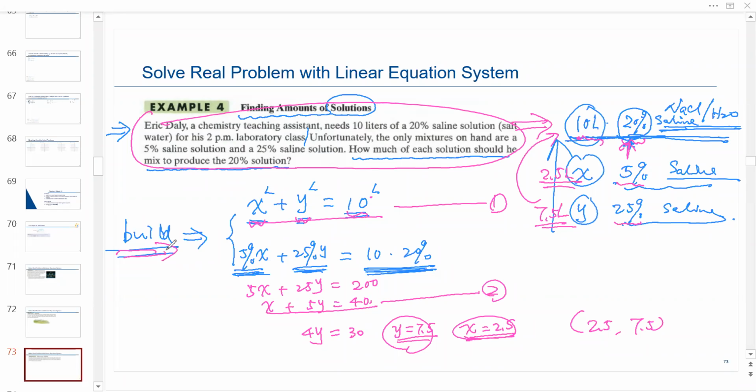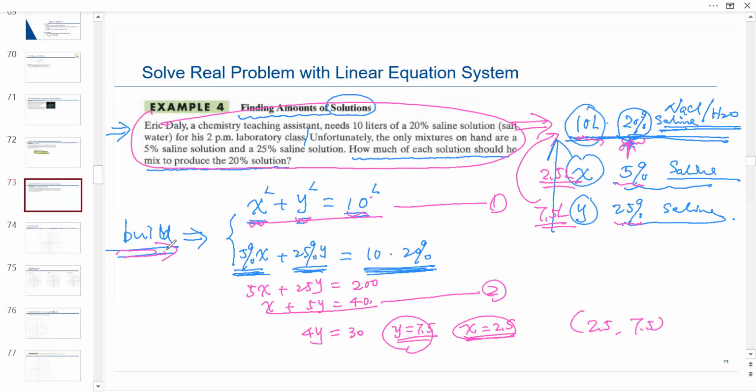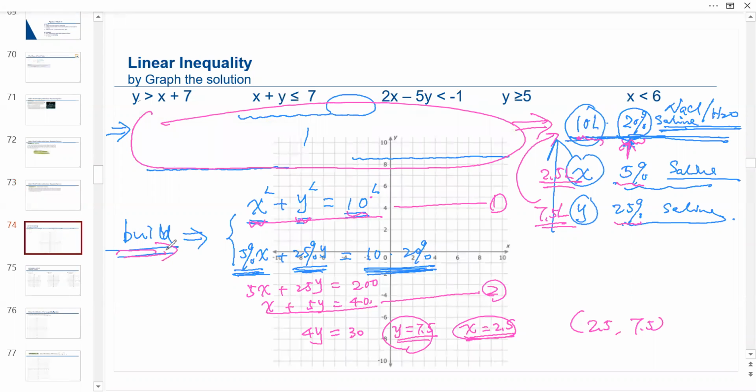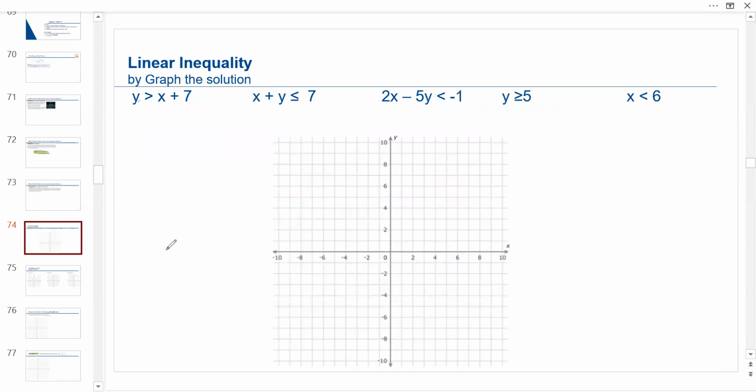All right, so let's move down a little bit more. Okay. So for that part, the actual problem is we needed to understand the question and build the equations. Right. Let's move a little bit more to linear inequality.